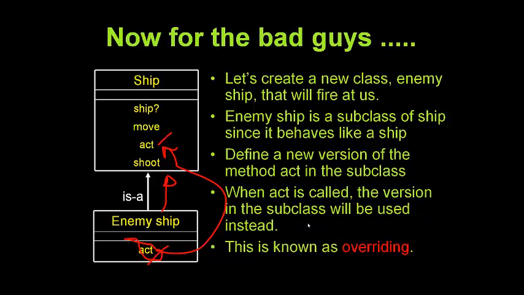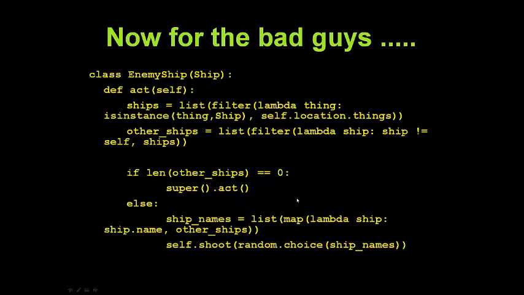This thing is known as overriding. Basically, if you have a method in the subclass that has the same name as in the superclass, it's overriding. And this behavior is known as polymorphism. Basically, you have many different forms for the same thing. So let's take a look at how the EnemyShip will act now.